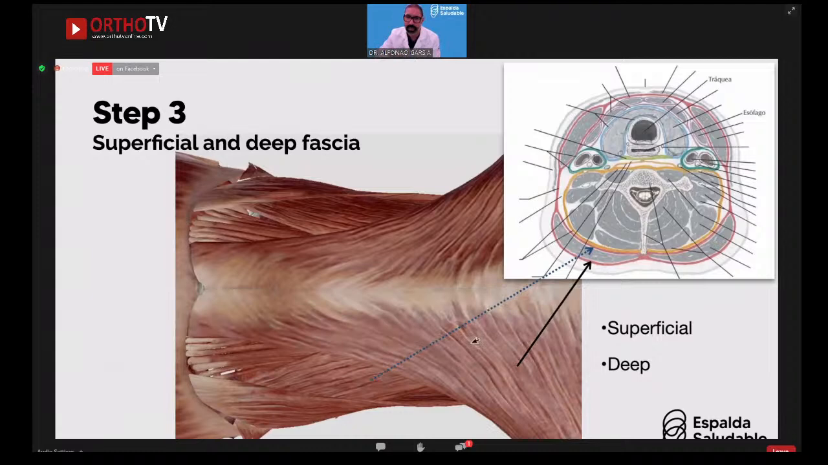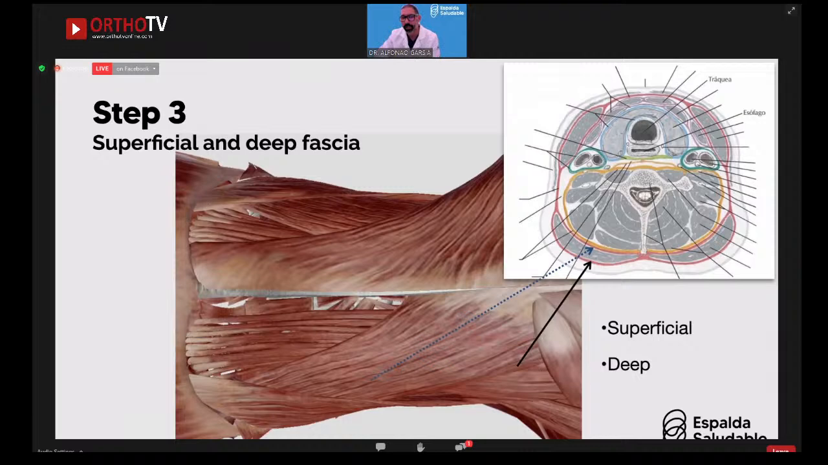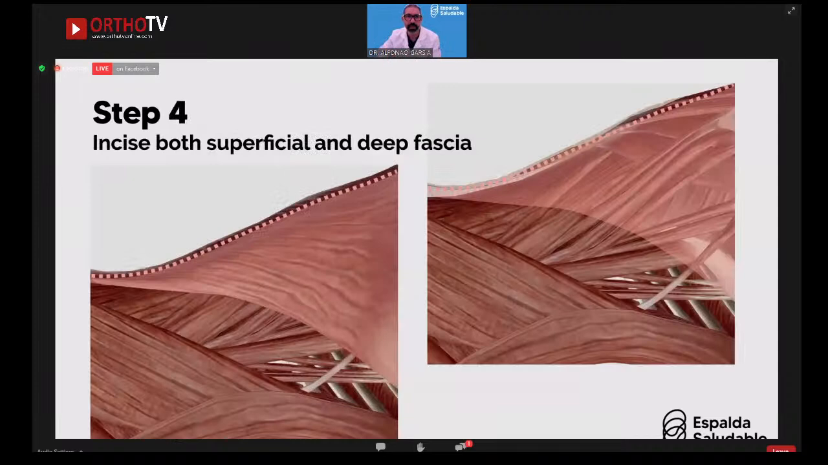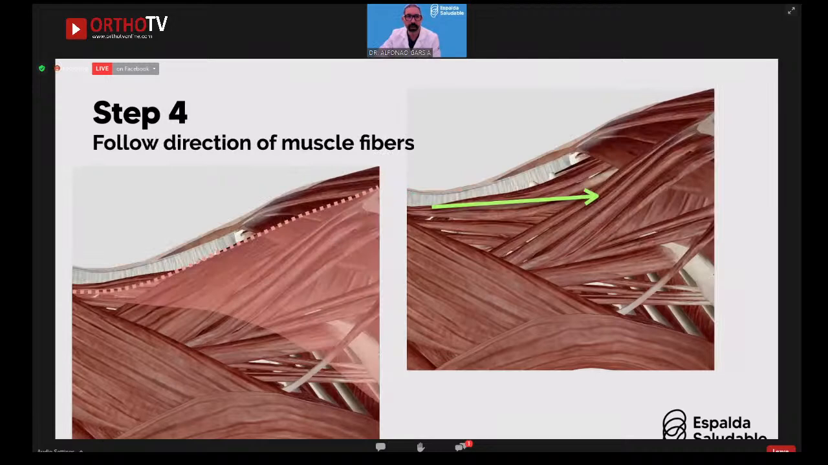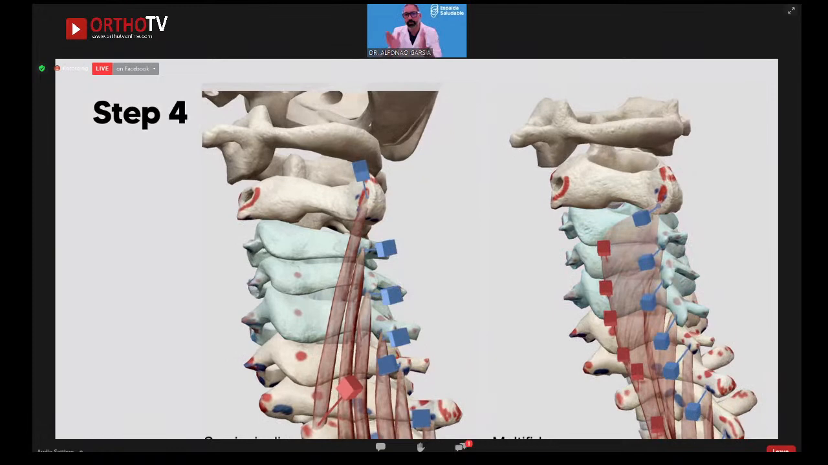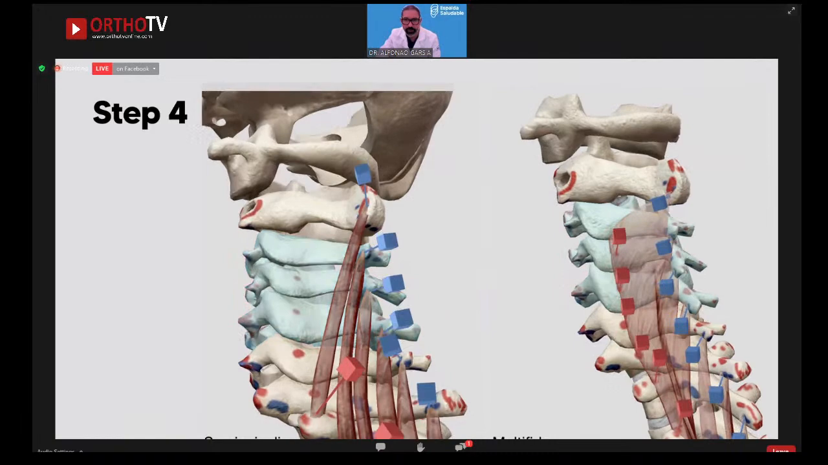And once I incise the deeper fascia, I use a Kelly hemostat to separate the muscle fibers following their direction, as you can see in these anatomical models. So I follow the direction of the muscle fibers in order to separate and not to cut through the muscle. And I'm aware of the insertion of the semispinalis and the multifidus, which these muscles will divide and will make a very good space to identify the bony structures for landing our endoscope.